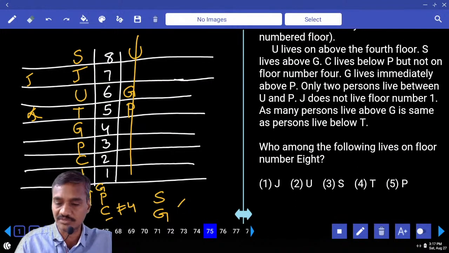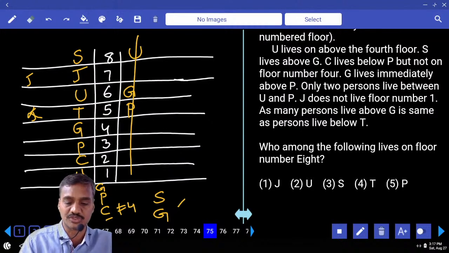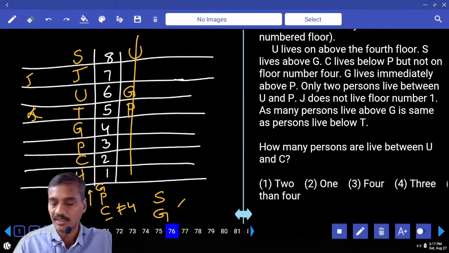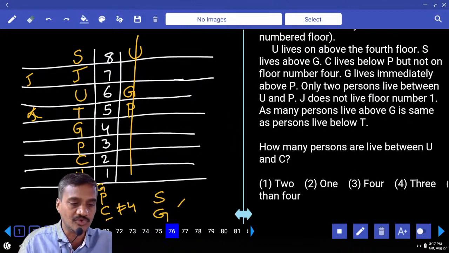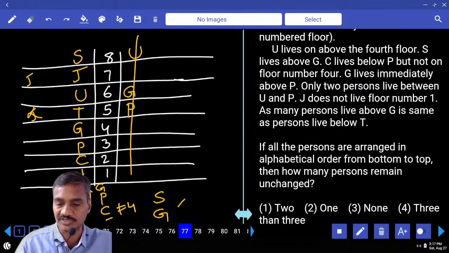Then coming to question number 75. And who among the following lives on floor number 8? Yes, that is choice 3, 75. And how many persons are living in between U and C? Now in between U and C, how many people are there? There are exactly 3 people. 3, that is choice 4, 76.